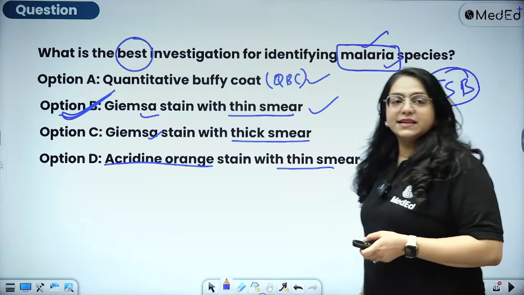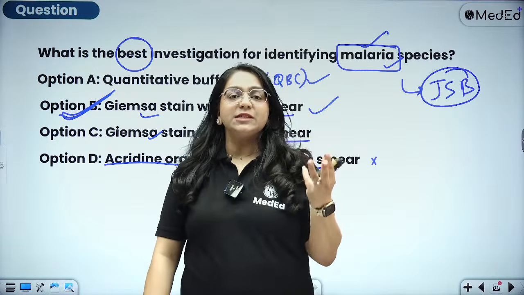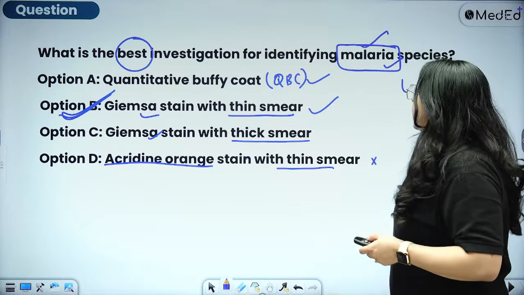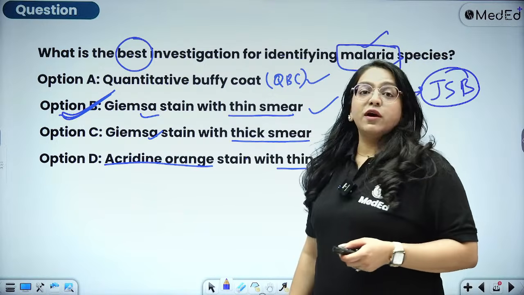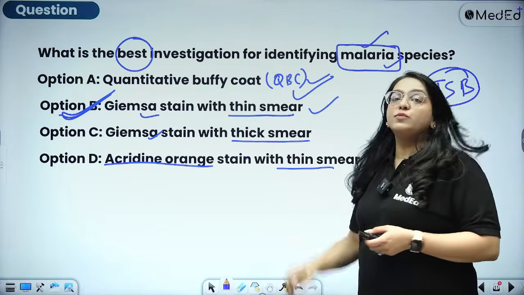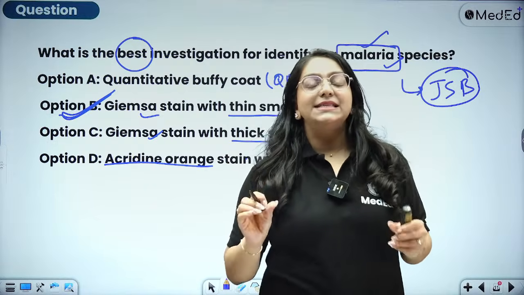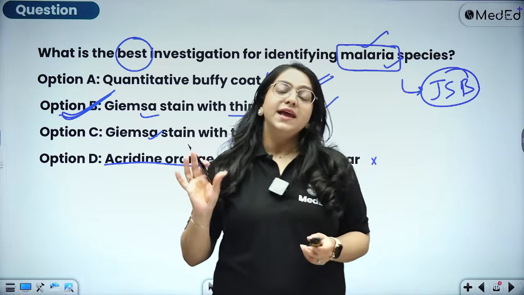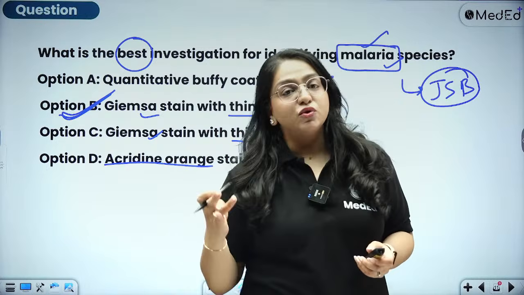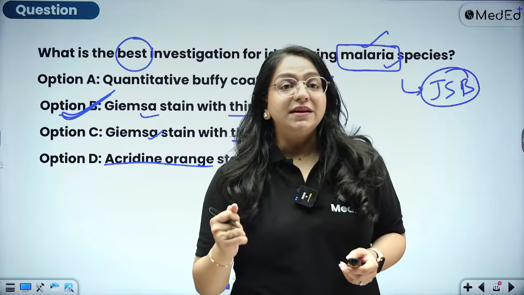Which else? Giemsa stain, the Leishman stain, the Wright stain, JSB stain, these are all Romanowsky stains. These stains can also be used for microfilaria, elephantiasis. QBC can also be done for microfilaria or elephantiasis. So basically any parasites in the bloodstream, be it malaria, be it the hemoflagellates, which is Leishmania, trypanosoma, or microfilaria such as elephantiasis, they can be visualized using the Giemsa stain.